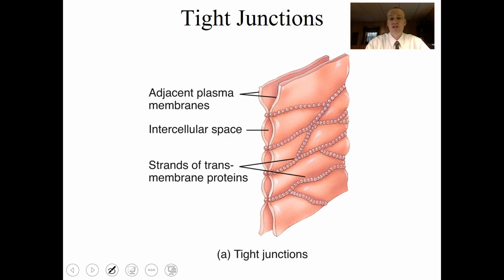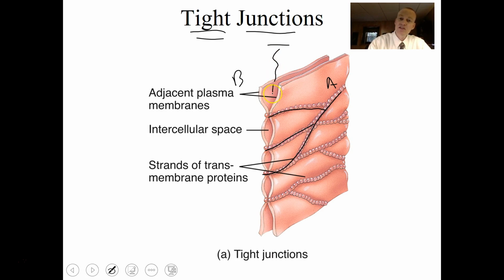Tight junctions are where cells come together. So this would be cell A over here and cell B. They're so tightly joined together by these strands of proteins that you can see here and here that things can't come in between them. In this intercellular space, you could have stuff out here, but you see that stuff can't pass down through these different layers.